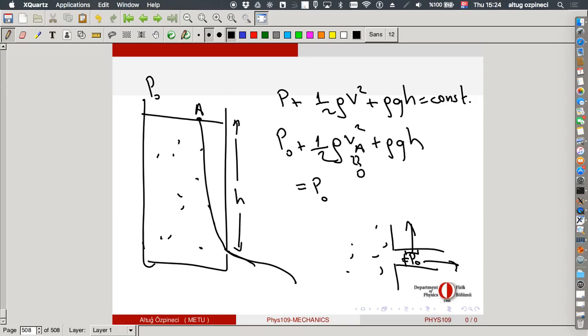So the pressure would be P0. The velocity, let's call it V. So this is what Bernoulli's equation tells us. Now the P0s will cancel. The P0 has no effect. This is 0 anyway. So what happens is the speed is square root of 2gh.